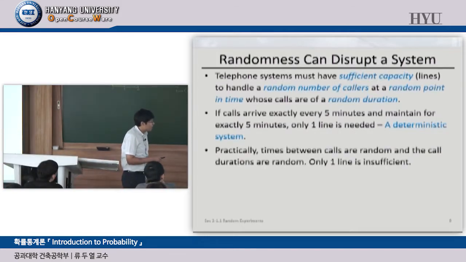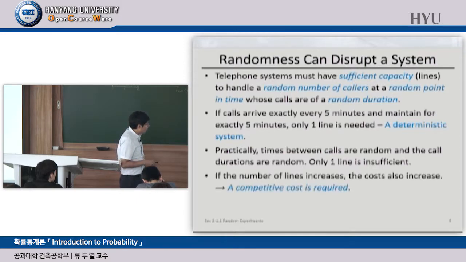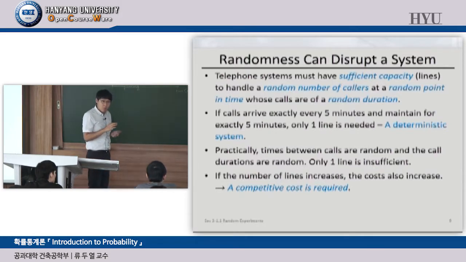But practically, times between calls are random. And the call durations are also random. So in this case, it's not enough to prevent the blocked call. But if the number of lines increases, the cost also increases. So the comparative cost is required. This means that we have to find the optimum number of lines that prevent the blocked call, and also minimize the cost for fabricating the line.